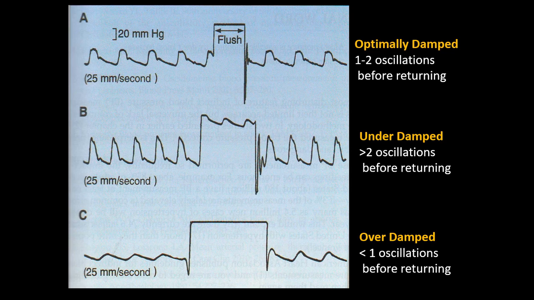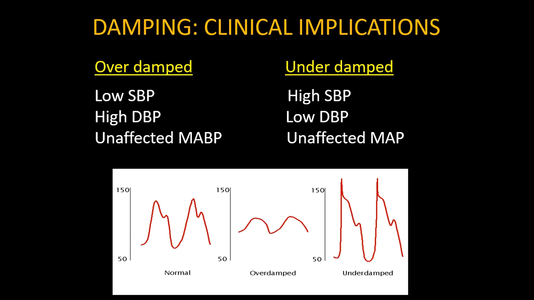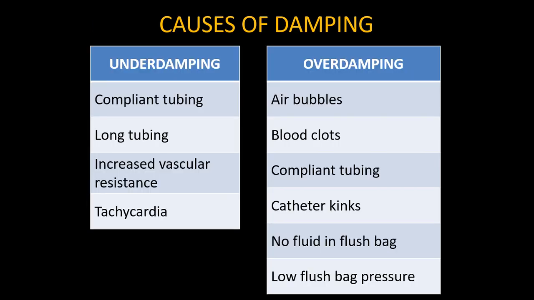You can see here it goes down, and then again the tracings are there. So this is underdamped. What are the implications of this damping? If the system is overdamped, it will give you a low systolic BP and a high diastolic BP. As you can see here, in the overdamped system, the systolic BP is less and the diastolic BP is high. In an underdamped system, the systolic BP is high and the diastolic BP is less. But the mean arterial pressure in both remains unchanged.